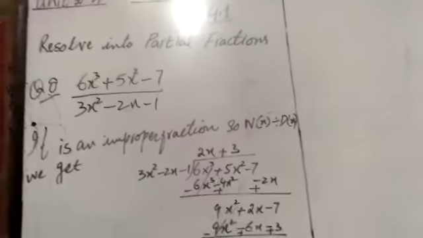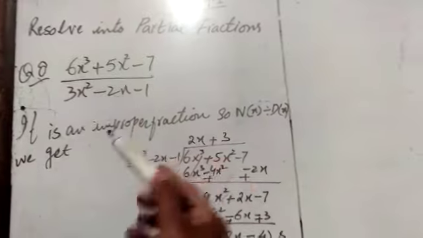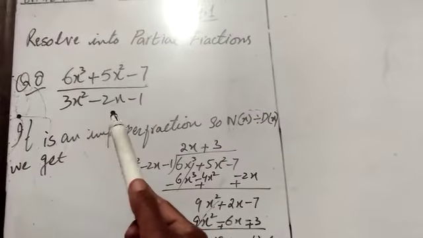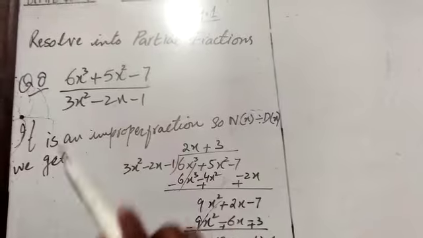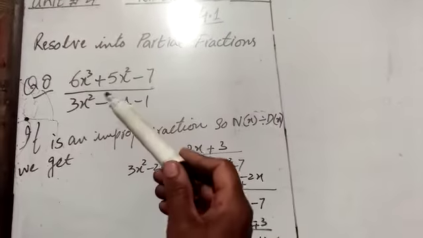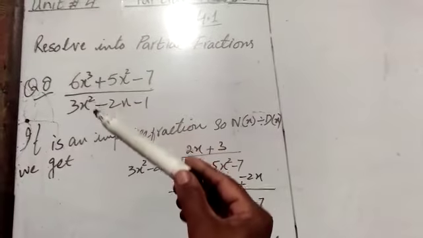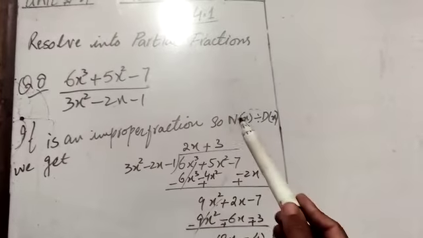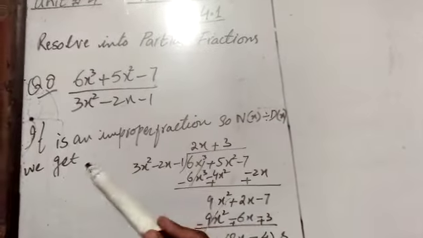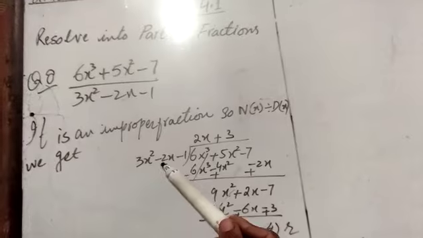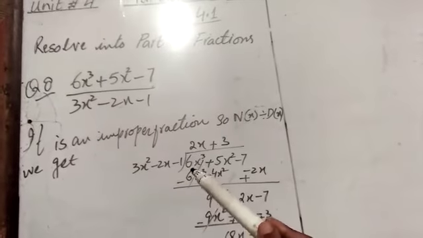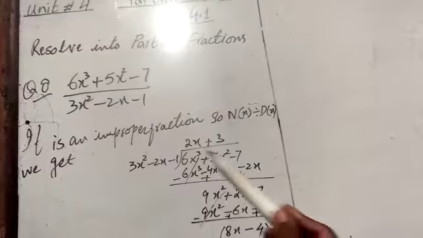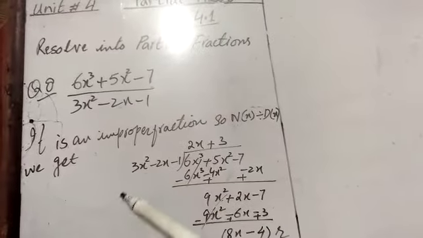Resolve into partial fractions. The given fraction is 6x cube plus 5x square minus 7 divided by 3x square minus 2x minus 1. Degree of numerator is greater than degree of denominator, so it is an improper fraction. The numerator will be divided by the denominator 3x square minus 2x minus 1. 6x cube plus 5x square minus 7 will be divided by this denominator.